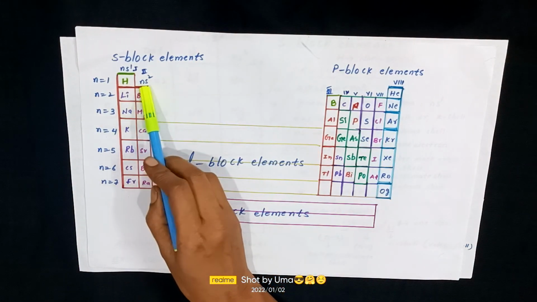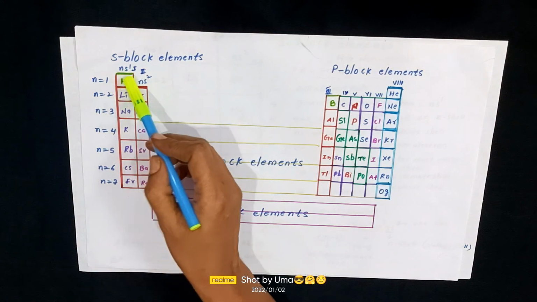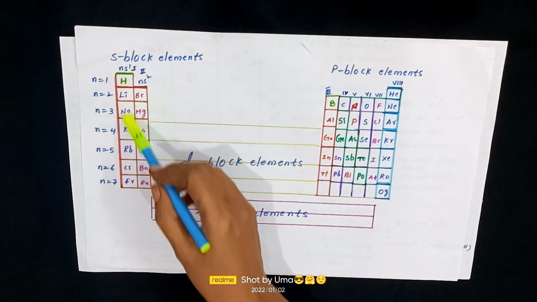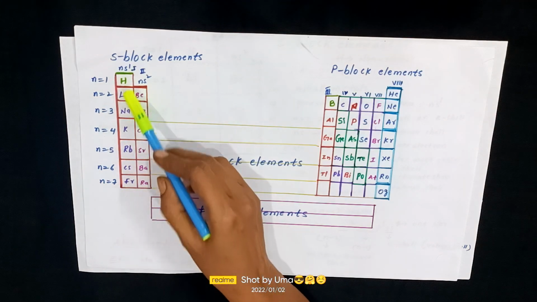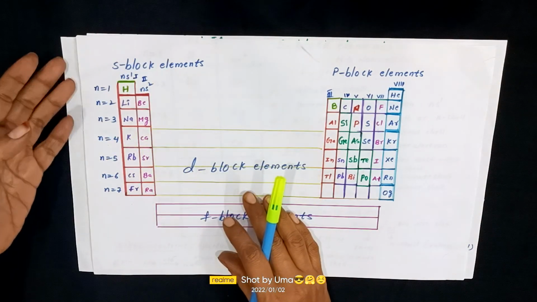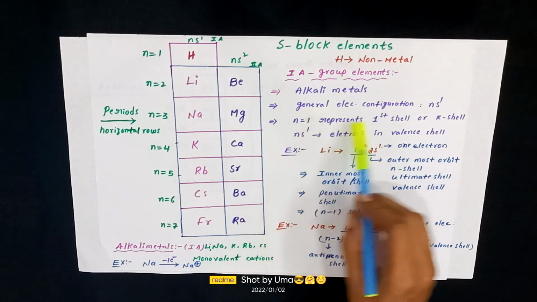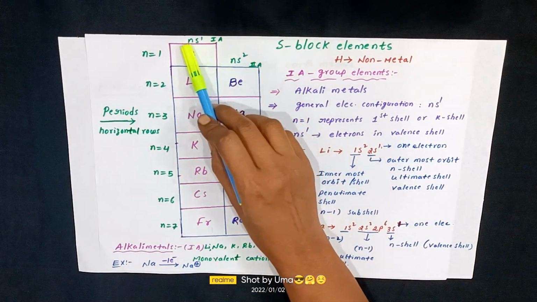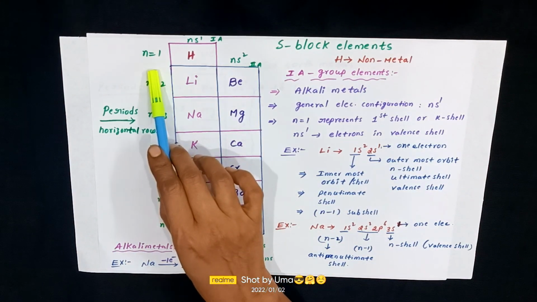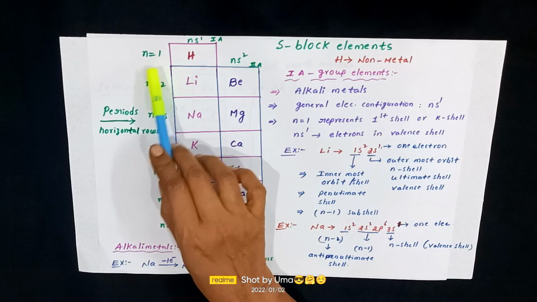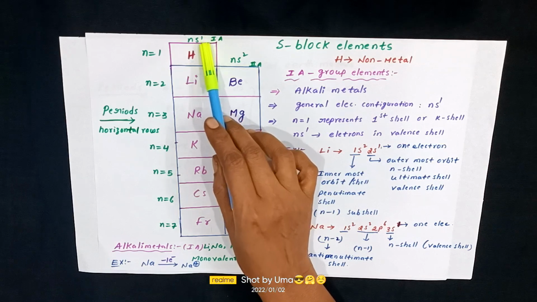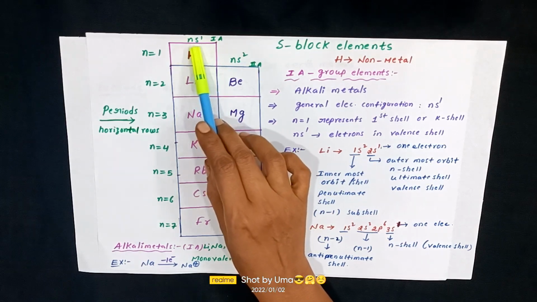On the left side of the periodic table, the elements are called S block elements. First A group and second A group elements are called S block elements, except hydrogen. Lithium, sodium, potassium, rubidium, cesium, francium are the first A group elements. First A group elements are called alkali metals, and the general electronic configuration of alkali metals is ns1. n represents the shell number, children. If n equals 1, it is the first shell or K shell. So ns1 is the last shell electronic configuration, that means the electrons present in the last shell, valence shell or ultimate shell.